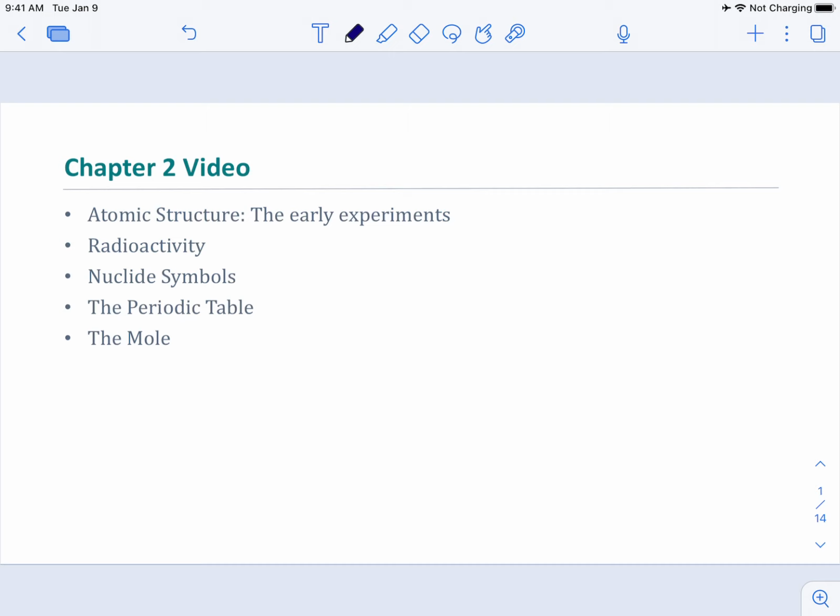We'll talk about radioactivity, nuclide symbols. We'll introduce the periodic table, and we'll just introduce the mole. And of course, the mole is a very difficult concept, and also, well, it's not that difficult, but students tend to make it difficult. I'll try to simplify that for you, but we'll spend a lot of time on the mole, of course, and the periodic table in the classroom. Those are big, big topics, but I want to introduce them here.